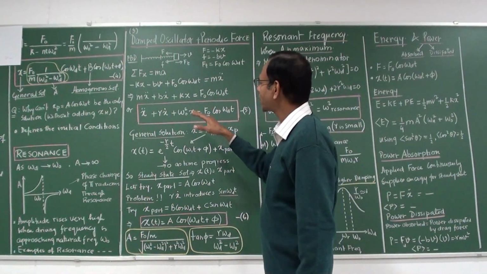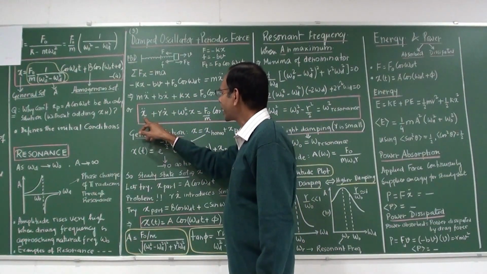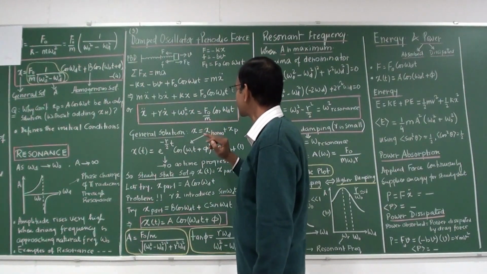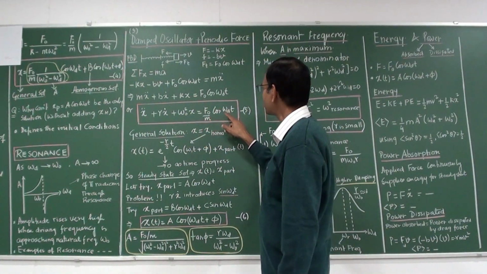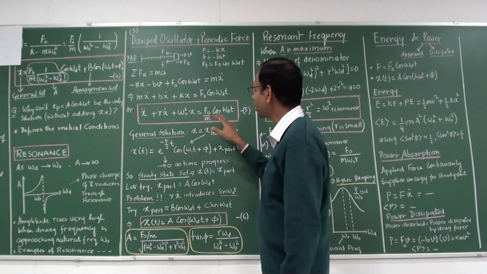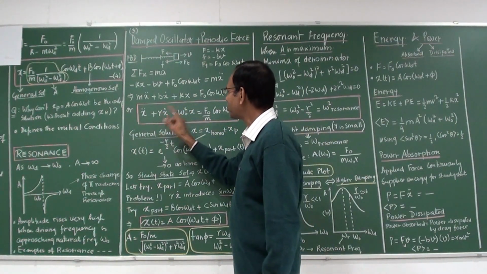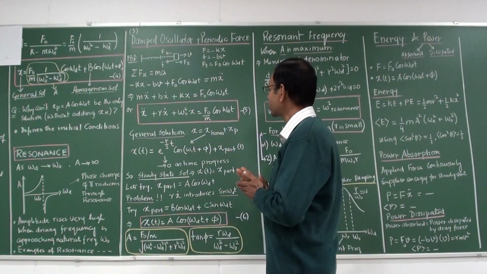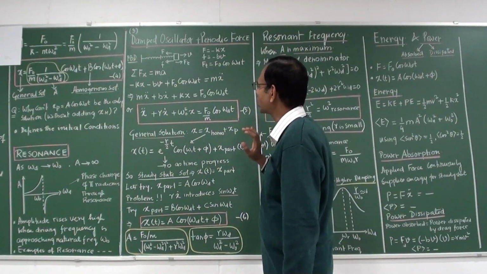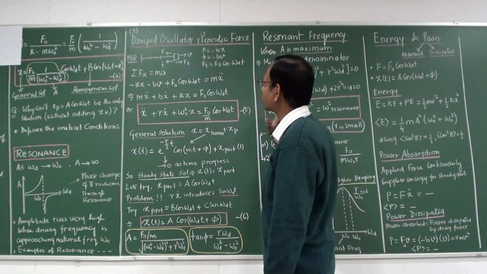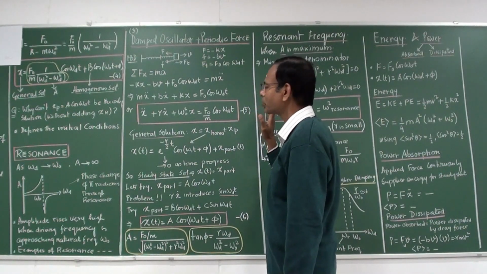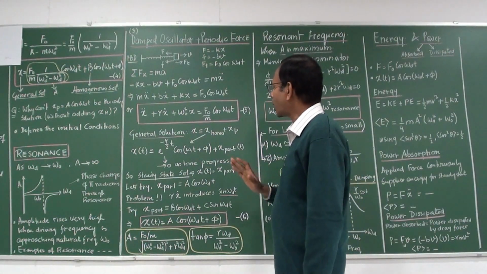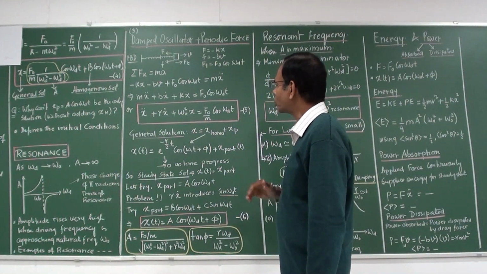So finally, we can write this equation as x double dot plus gamma x dot plus omega 0 square x is equal to f0 by m cos omega d t, just dividing by m and writing b by m as gamma and k by m as omega 0 square. So this is my equation, or the differential equation, for the damped oscillator with a periodic force. Alright. After this, we have to look for the solution.